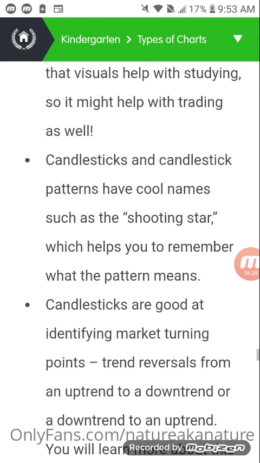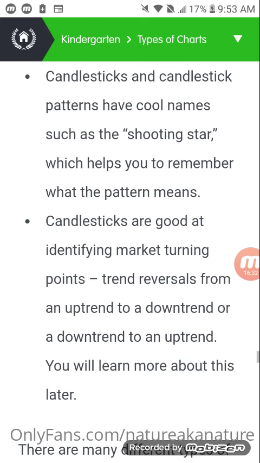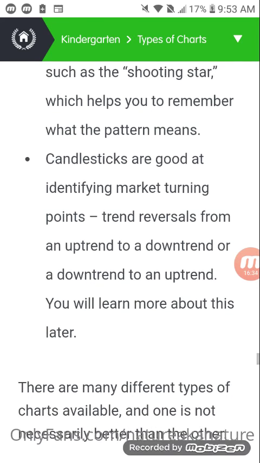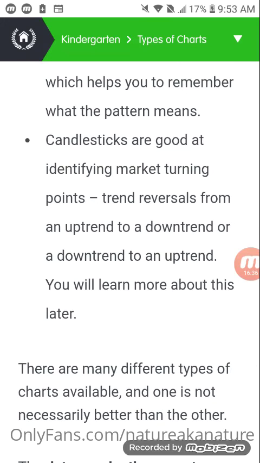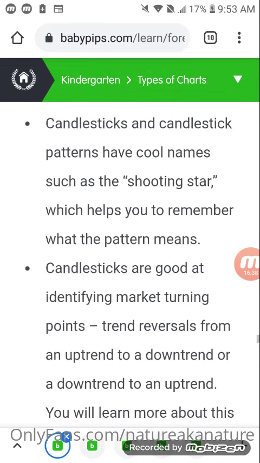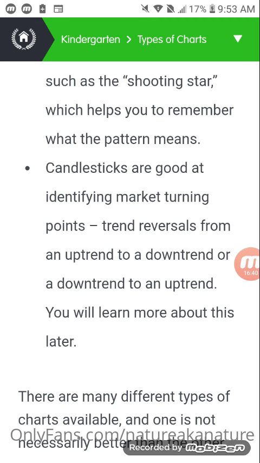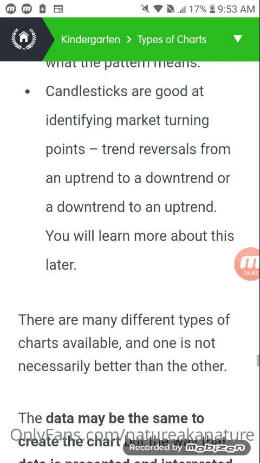Candlesticks and candlestick patterns have cool names such as shooting star, which helps you remember what the patterns mean. Candlesticks even have great names like hammer and shooting star. Candlesticks are also good for identifying market turning points, trend reversals from an uptrend to a downtrend or to an uptrend, and you will learn about this later.